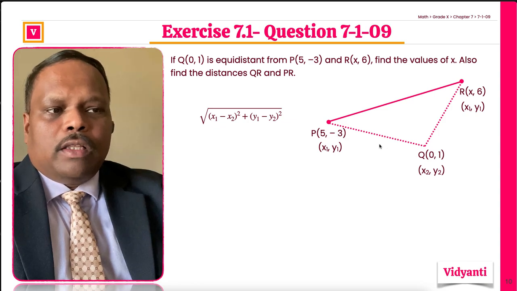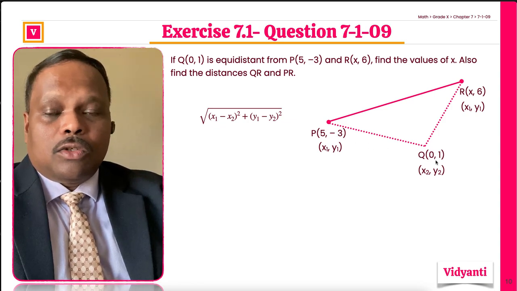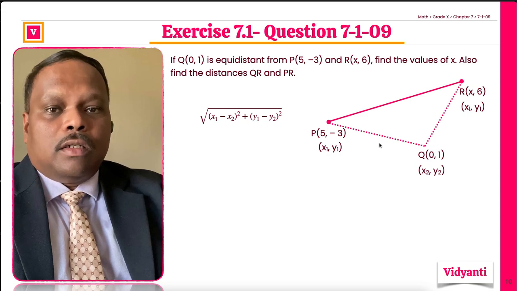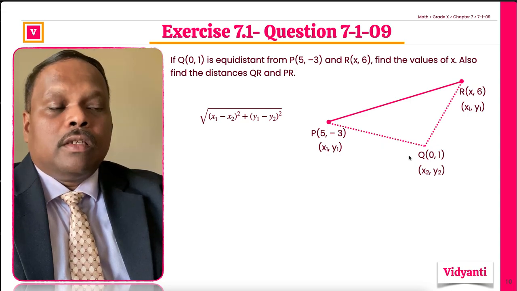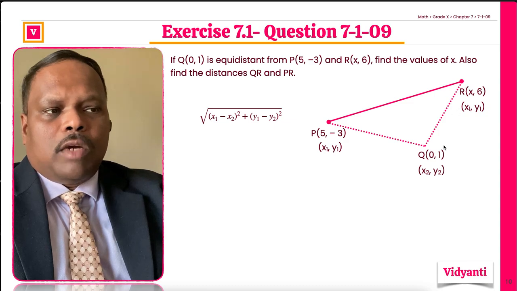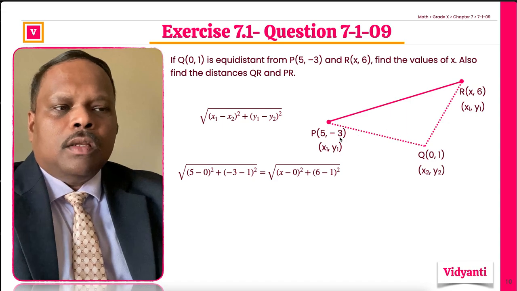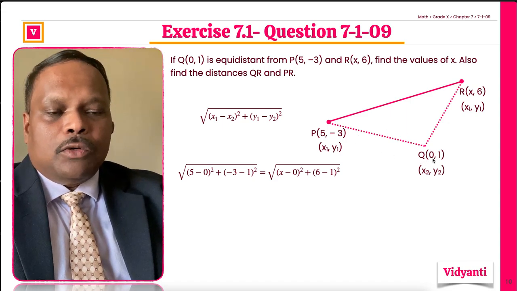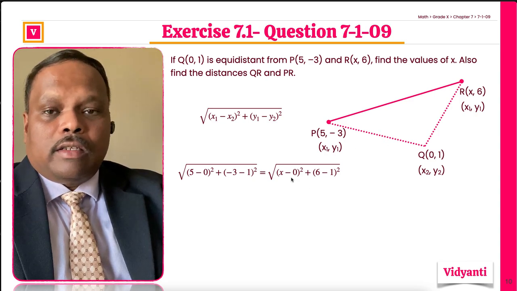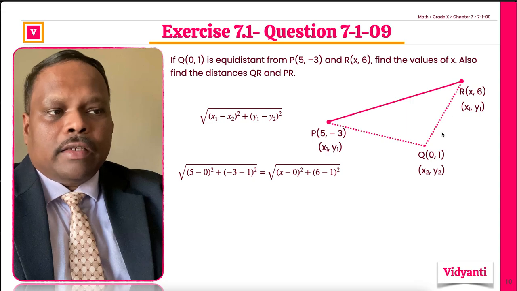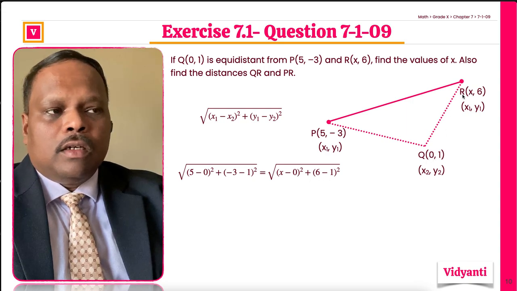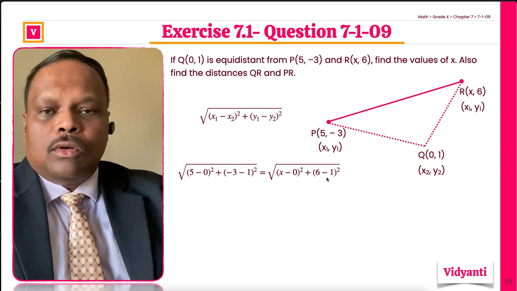So now we have to plug in these 4 values into the distance formula to get some distance, and equate that distance by plugging in the values from this side. Let's see how that works. 5 minus 0, because that is x1 minus x2, squared, and negative 3 minus 1, squared, everything under square root. That will give you this side. And let's repeat that process on the other side too. X minus 0, the whole bracket square, and 6 minus 1, the whole bracket square.